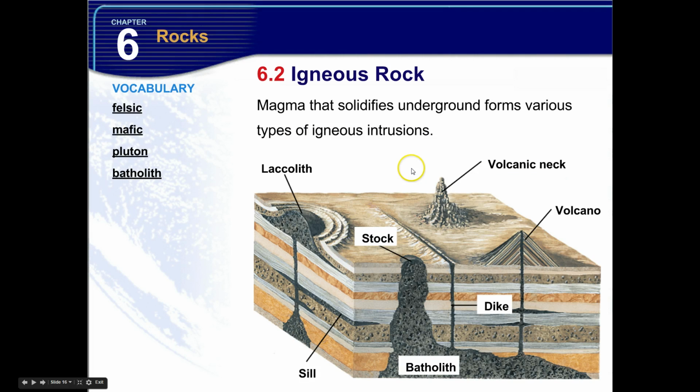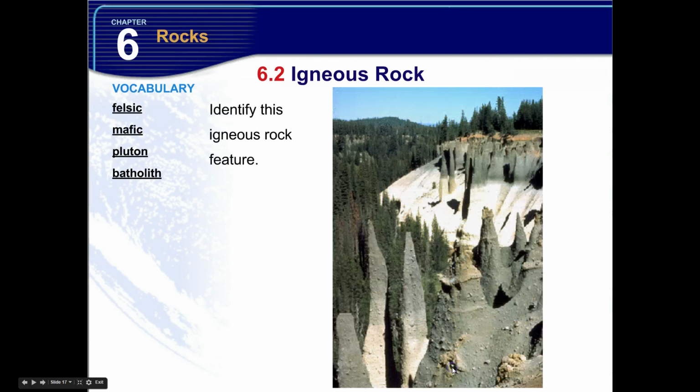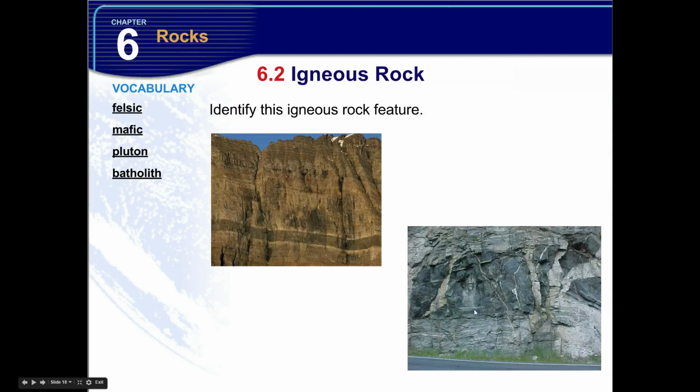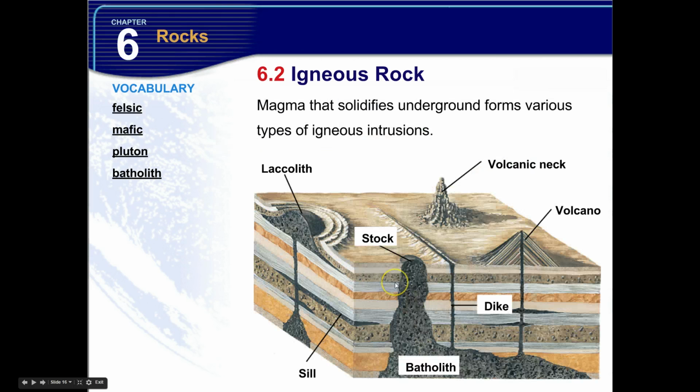Now, magma that solidifies underground forms various types of igneous intrusions. Now, these igneous intrusions, the largest is a batholith, and you can kind of see down here. Go back. You can see there are different types. You have a volcanic neck, a laccolith. Now, the difference between a dike and a sill, the dike is vertical, the sill is horizontal.